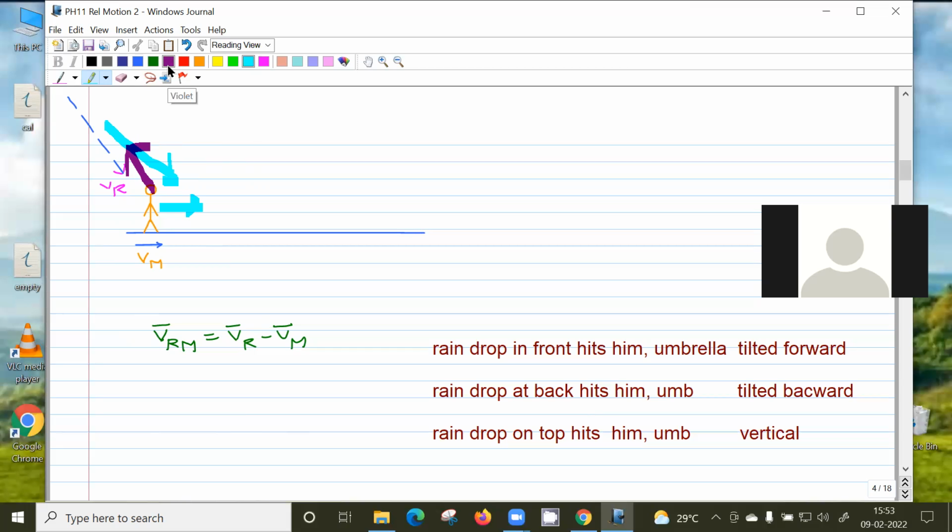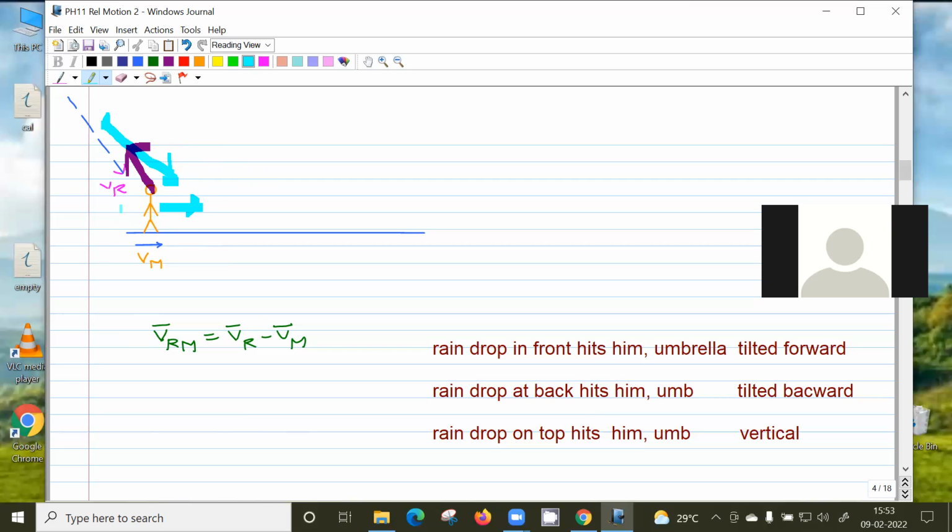Is it possible to hold the umbrella vertically up? Here it's tilted backwards, no? And I gave an explanation why it can be tilted backwards. I took a water droplet here. It will travel in this direction. By the time it comes to this level, the person will move this much. So it's as if the water droplet which is behind him has come and hit him. So for that, he has to tilt the umbrella backwards.